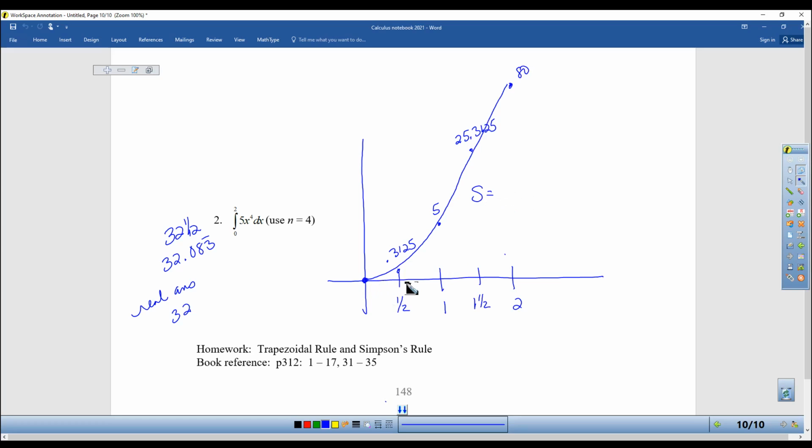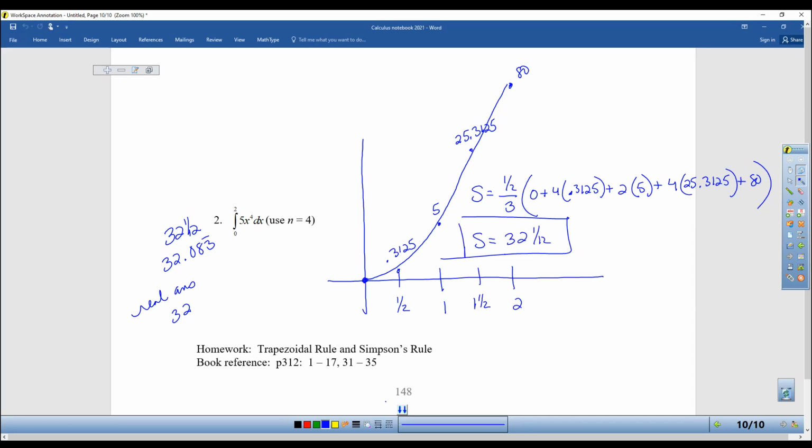So Simpson's is the height, which is 1/2 divided by 3 times the first y value plus 4 times the second y value plus 2 times the third y value plus 4 times the next. Notice I keep going 4, 2, 4, 25.3125. And then nothing times the last one. That one gets to be by itself. And like I said, if you do this out, you will get 32 and 1/12, which is just super amazing.